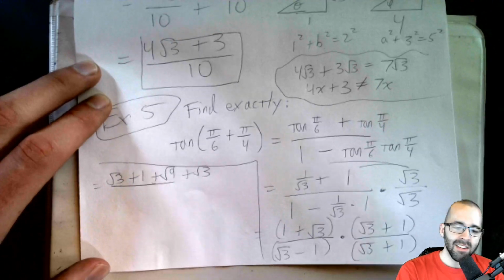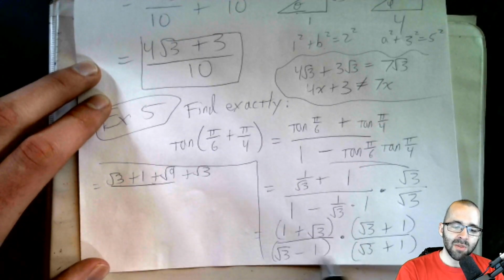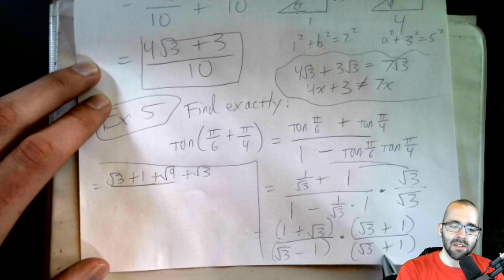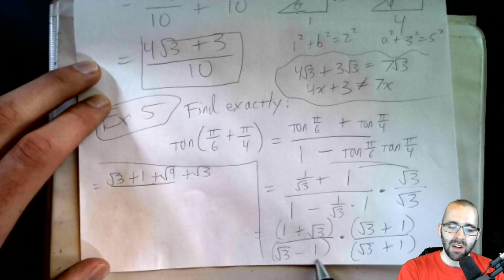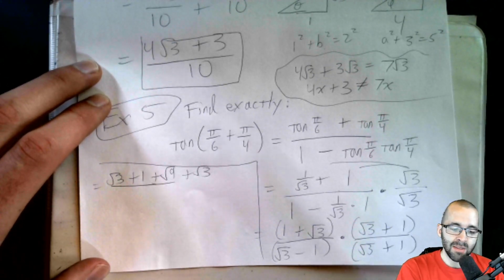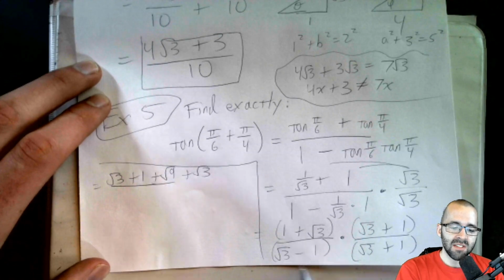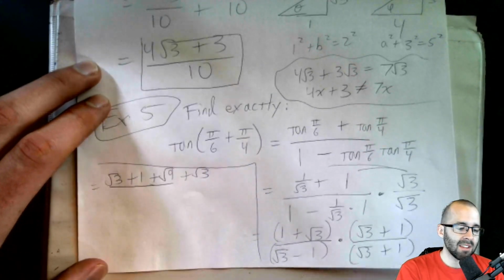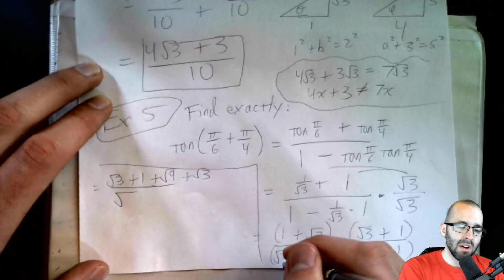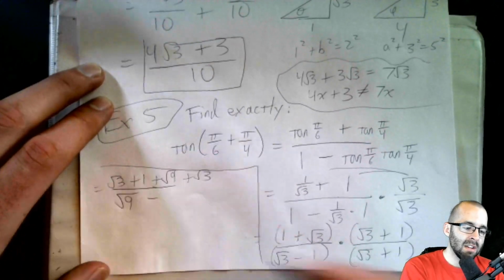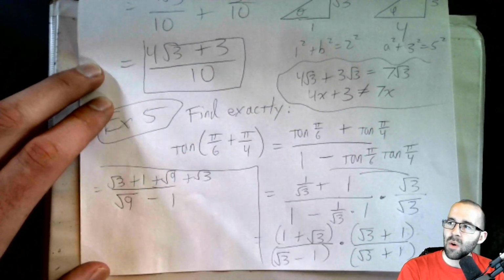In the denominator, we have the square root of 3 minus 1, square root of 3 plus 1. This is difference of squares. We can take a shortcut. If you want to FOIL the denominator, be my guest. But let's take a shortcut. Difference of squares says it's going to be the first thing squared minus the second thing squared. So square root of 3 squared is the square root of 9. 1 squared is 1.